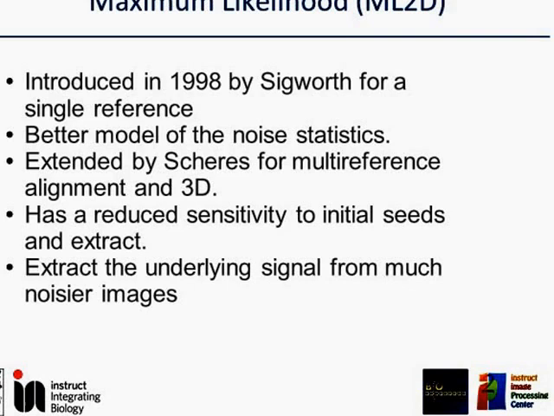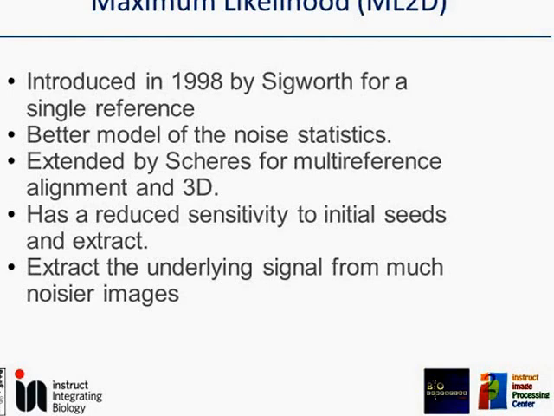And this maximum likelihood was also extended by Sjors in our group, implemented in Xmipp, and then we extended it to several references. Another hidden variable that was introduced in this model was the class. So from the model of Sigworth, now another variable was to which class the image contributes more. And then this was combined with an expectation maximization algorithm, and at the same time, this objective function using maximum likelihood was trying to solve the problem of aligning the images and classifying at the same time.